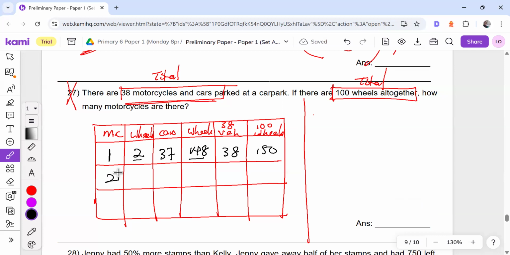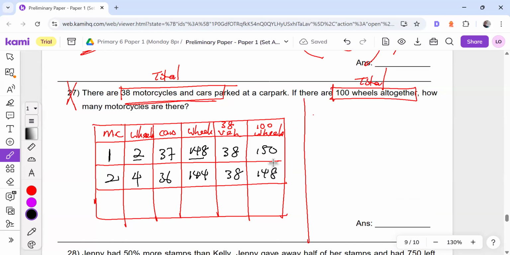Second row, 2. Just 2. You can already see: you got one car, one motorcycle, next one will be two motorcycles. Then 38 minus 2, 36. 2 times 2, 4 wheels. 36 cars will be 36 times 4, 144 wheels. Add together, 148 wheels. Still wrong.